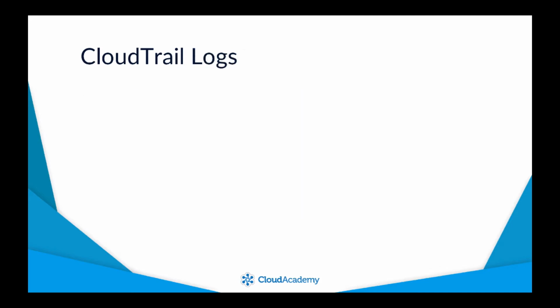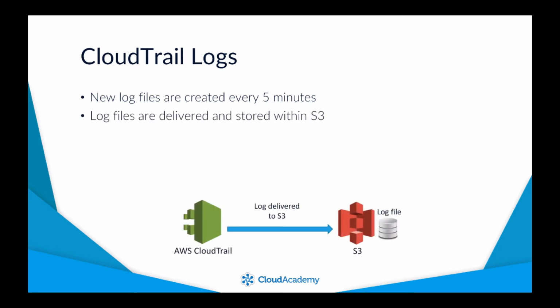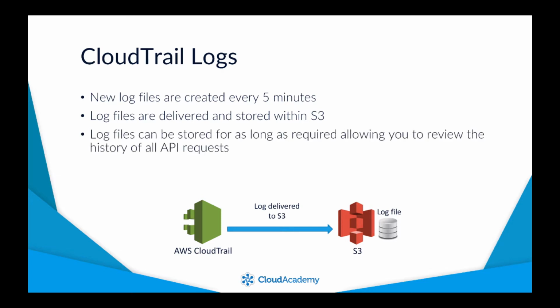For greater management, new log files are typically created every 5 minutes, which are then delivered and stored within an S3 bucket that is defined by you during your CloudTrail configuration. This allows you to easily go back and review the history of all API requests made.